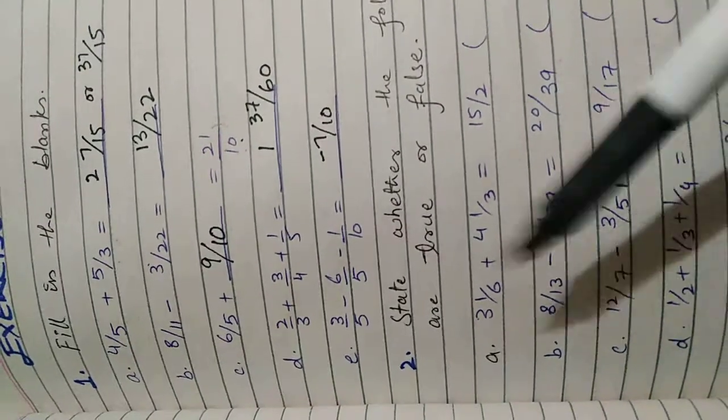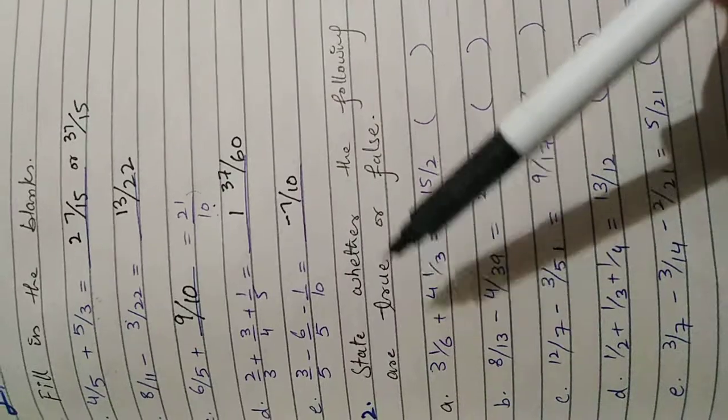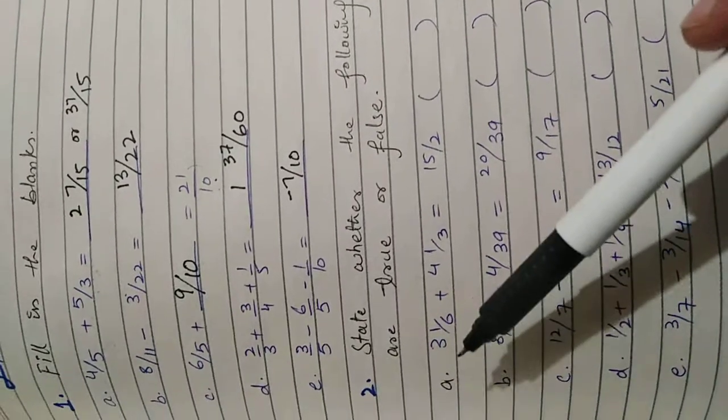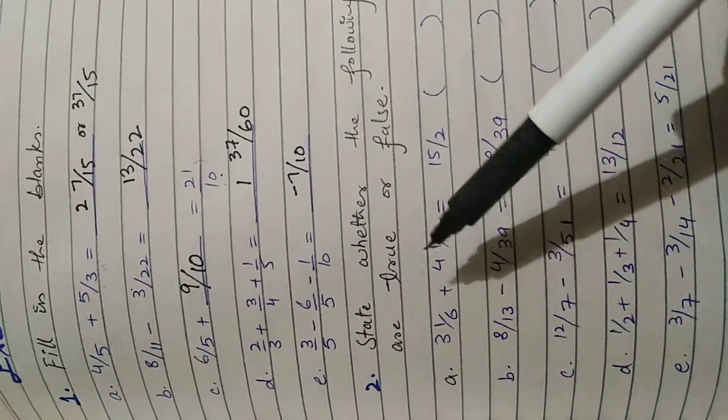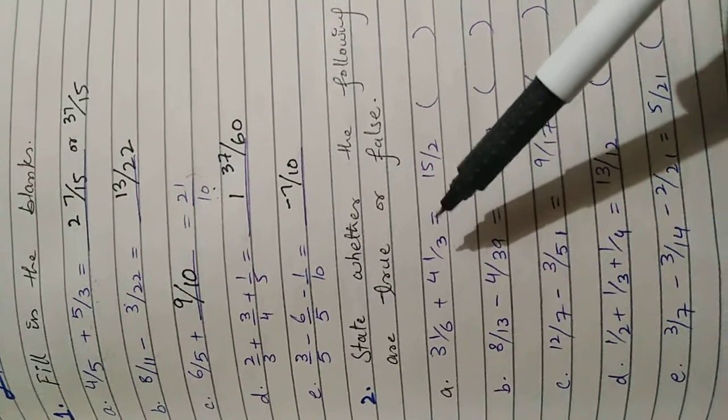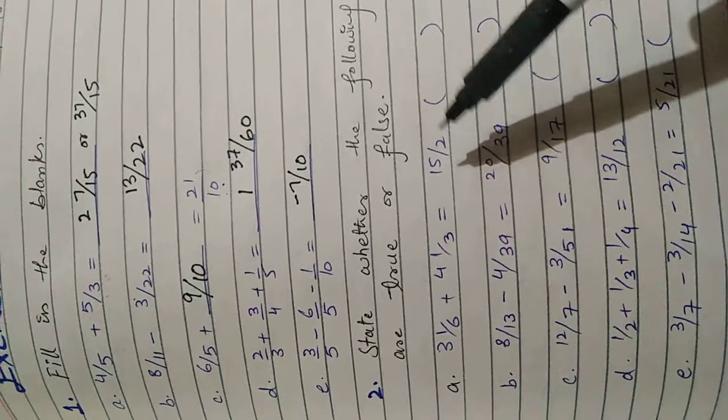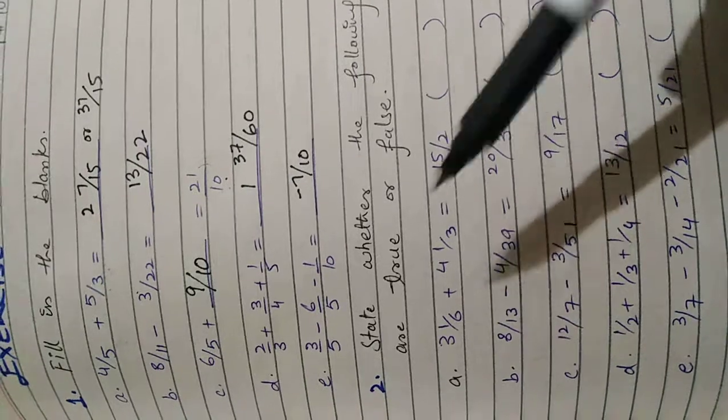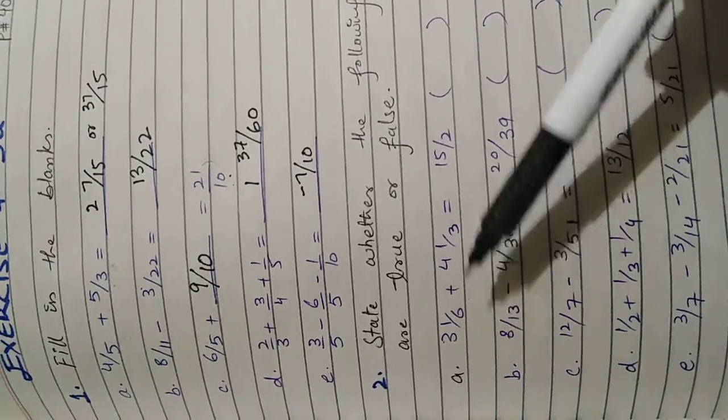Now question number 2 is: state whether the following statements are true or false. First one is 3 whole 1 by 6 plus 4 whole 1 by 3 is equal to 15 over 2. First we will check by adding these two mixed fractions.